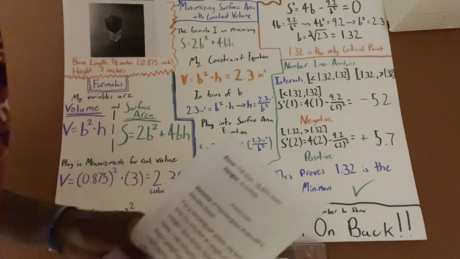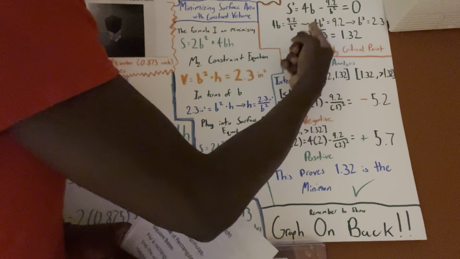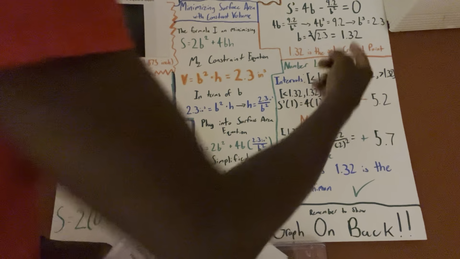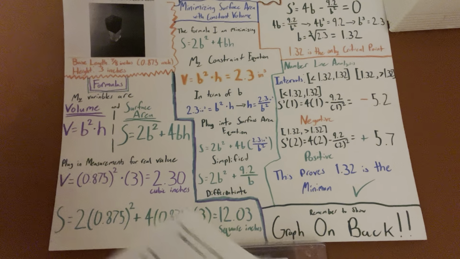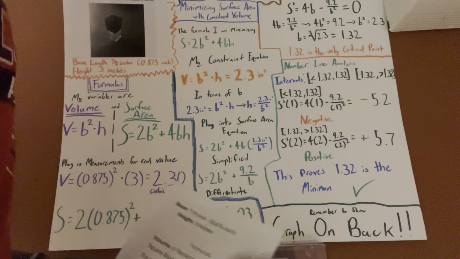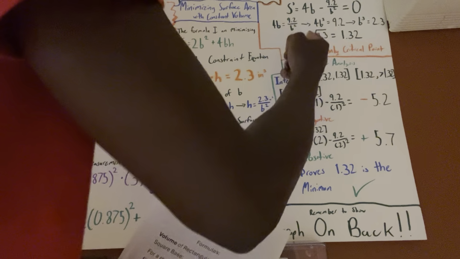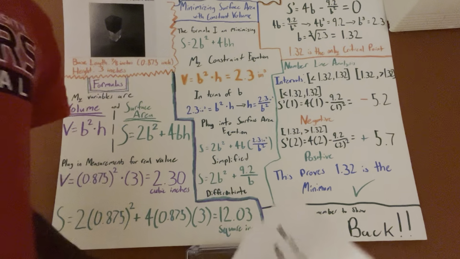Then the next thing I did was multiply both sides by b squared. So now it's 4b to the third equals 9.2. The next thing I did was divide both sides by 4. So it's b to the third equals 2.3. The next thing I did to get the value of b is find the cubic root. So b equals the cubic root of 2.3, and that equals 1.32. So 1.32 is the only critical point.